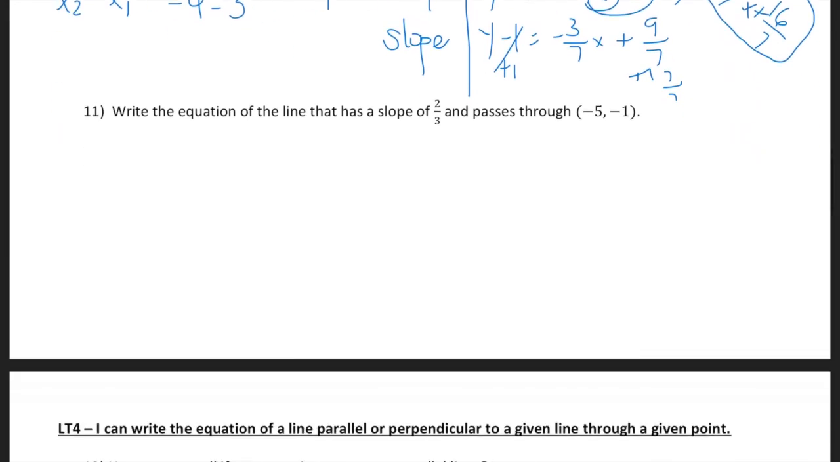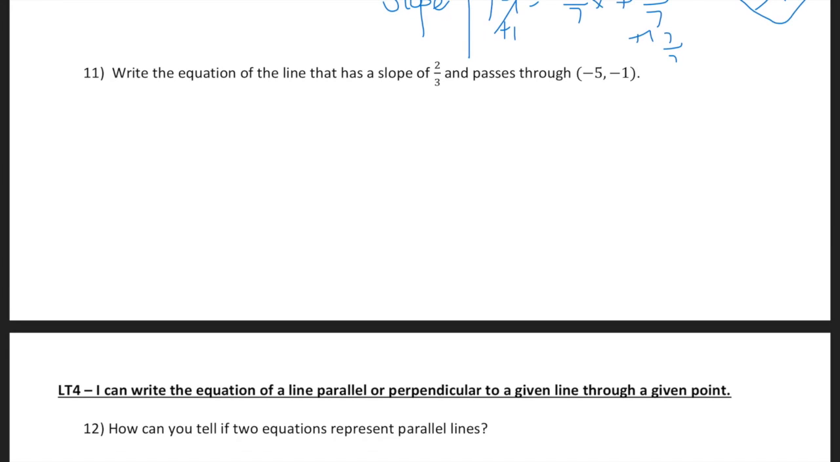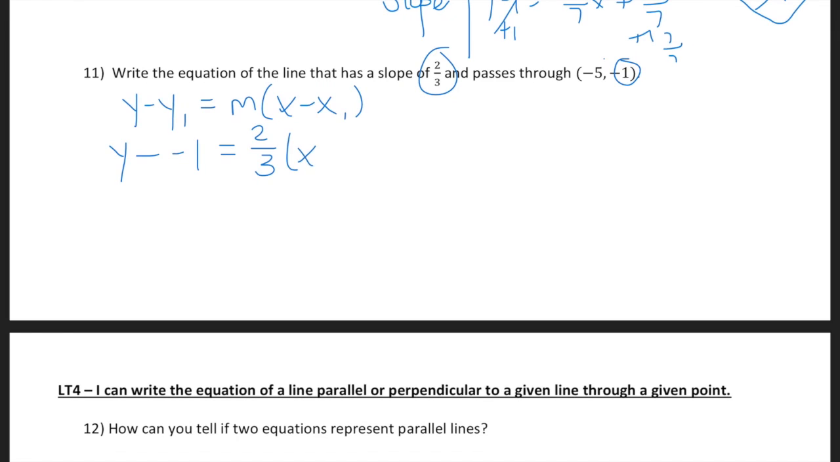Number 11, write the equation of the line that has a slope of 2/3 and passes through -5, -1. So since we have the slope already, we can go straight to the point slope formula. So y minus y1 is -1. Be careful of the double negatives. Slope is 2/3. X minus x1 is -5. More double negatives. Let me simplify this by changing those to positives.